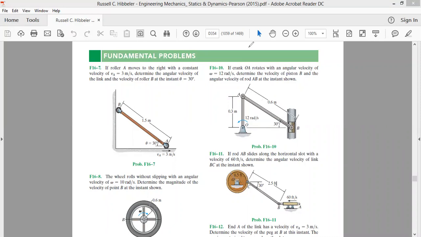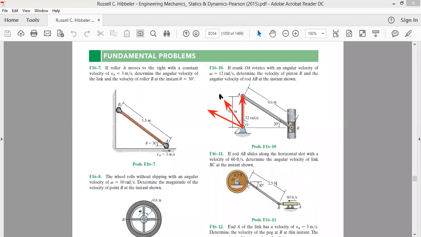Look into the motion of the crank OA. At the instant given, the vector from O to A is like this. But as the crank rotates with an angular velocity of 12 radians per second in the anti-clockwise sense, after some instant of time this vector OA will move here. At the instant given to us, the vector OA is like this, but after some time point A will move from this position to this position.